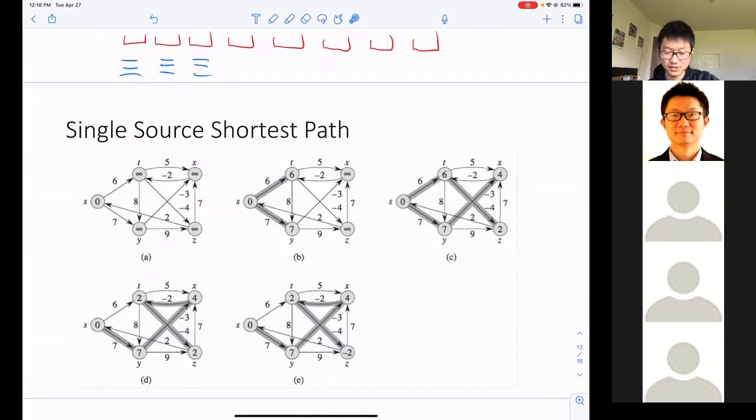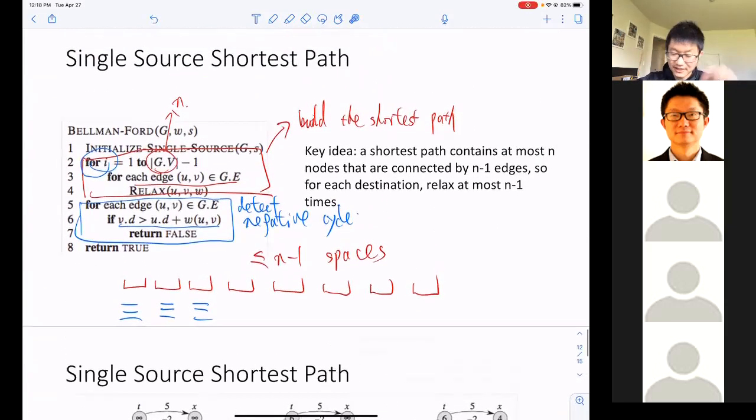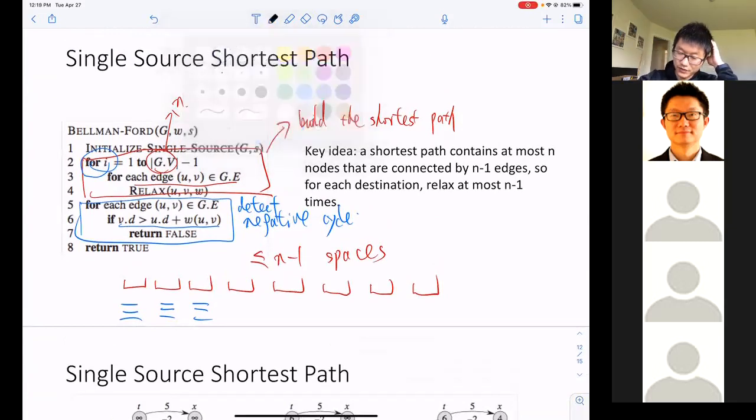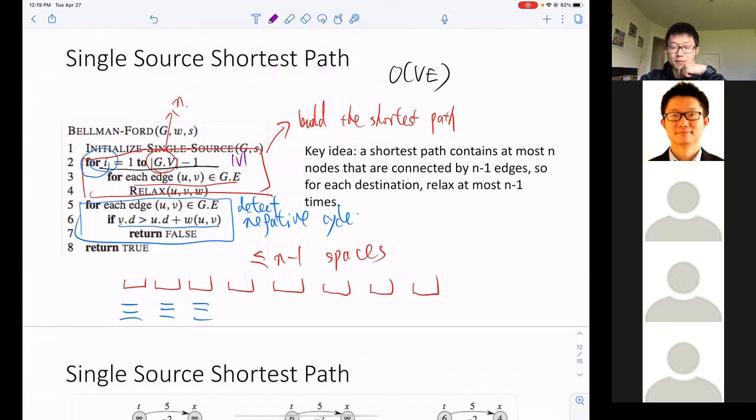And the last thing that I want to discuss about the Bellman-Ford algorithm is the complexity. Its complexity is O(VE), the number of nodes times the number of edges. This is because in this for loop, how many iterations do we repeat in the for loop in the second line? The amount of nodes minus 1.